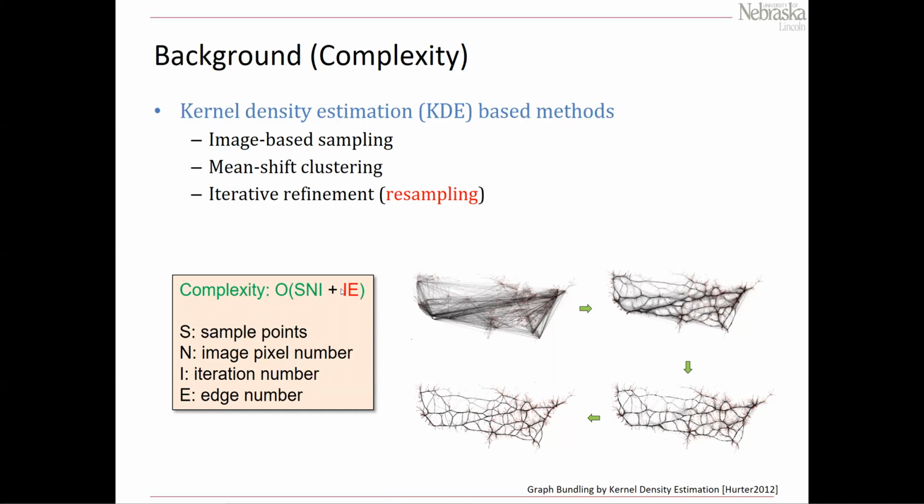But meanwhile, you still have this component here. At each iteration, where I is the iteration number and E is the edge number, you need to do the resampling. You still need to resample each edge. So that introduces the second term. You can see once the edge number is small, this term can be ignored. But in the real world, once we have a large number of edges, we can no longer ignore this term.